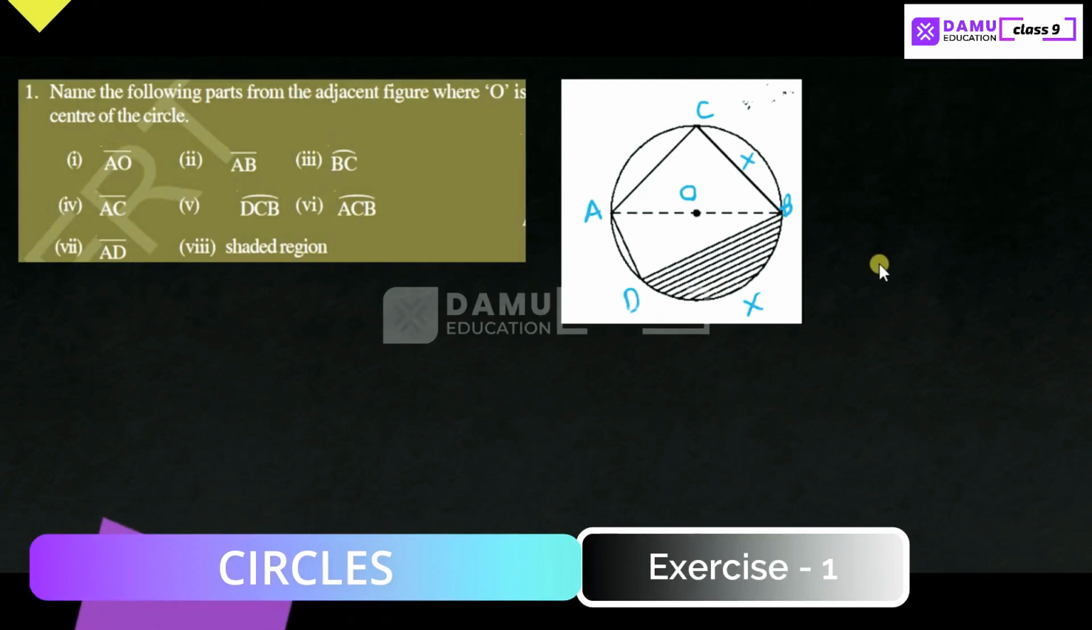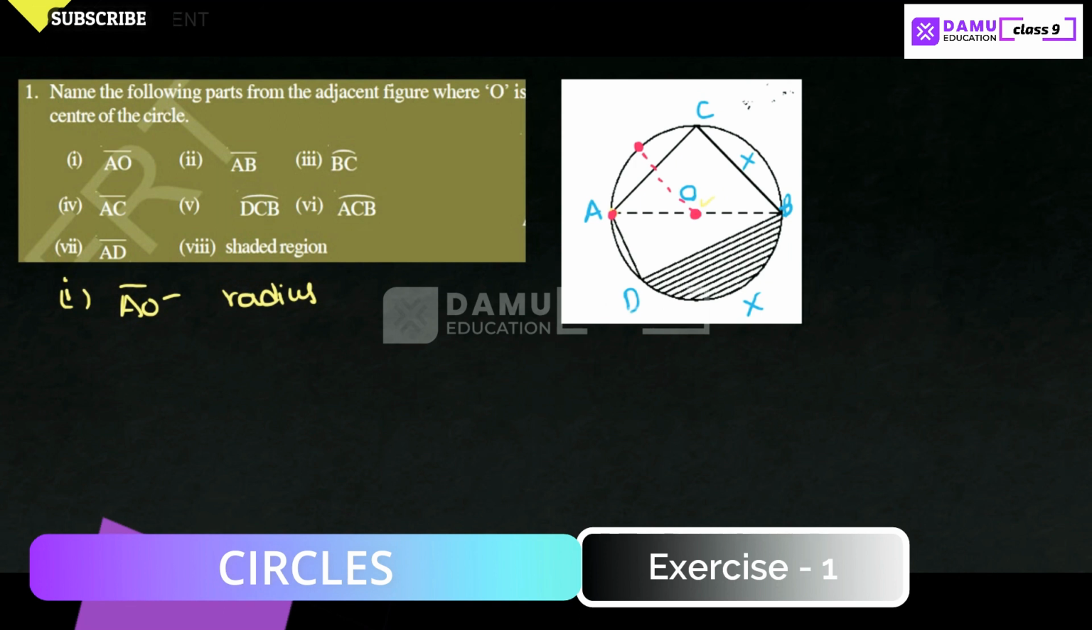Viewers, in this module we are going to discuss our first question. Name the following parts from the adjacent figure, where O is the center of the circle. So let's take AO. What is the name? AO is joining one point on the circle to the center of the circle. This line, it may be anywhere, any point on the circle joined to the center, is called the radius. So AO is the radius.